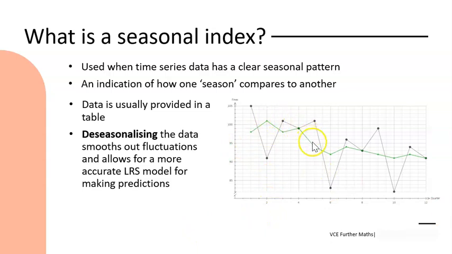The green line here is the deseasonalised data that has been plotted. The advantages here, unlike smoothing, are that we don't lose any data points, and it has a better effect than smoothing does when you've got that cyclic nature. That makes it better for making predictions, using a least squares regression model if our data is tending towards a linear form.